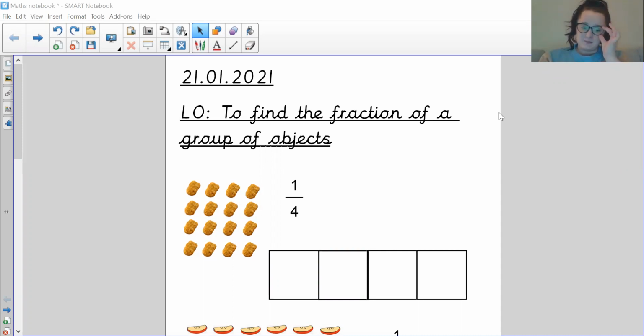So here, as you can see, I've got some chicken nuggets. Who'd have thought they were chicken nuggets with me, eh?